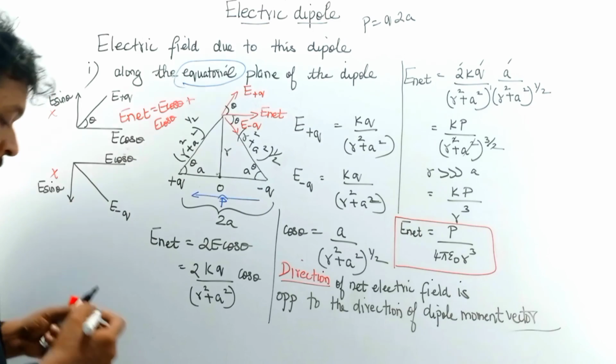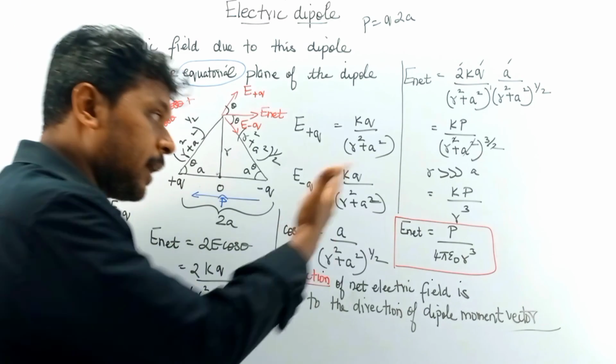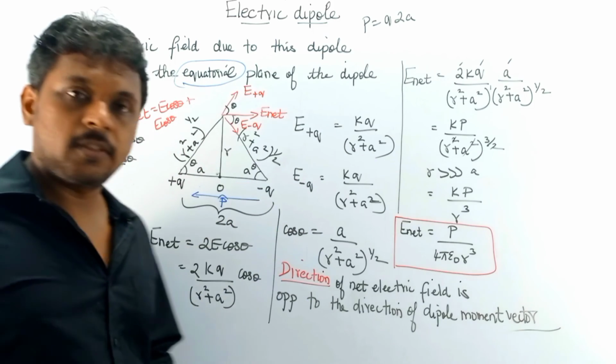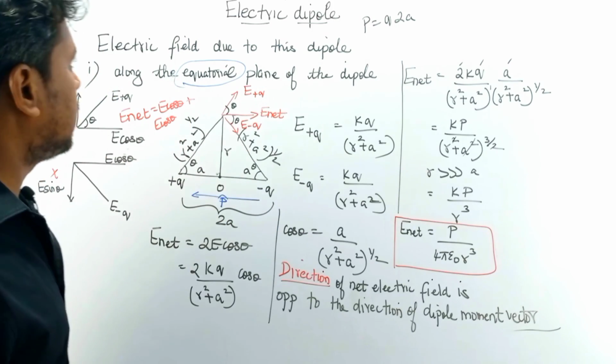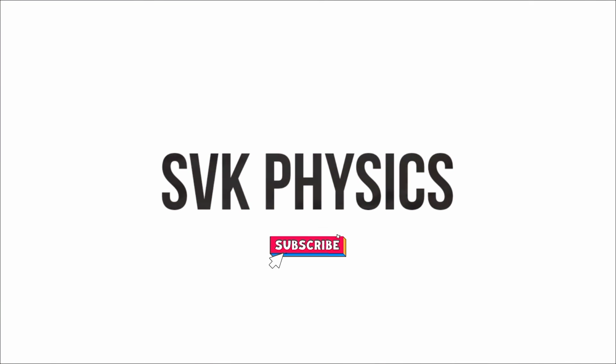So this is about the expression for the electric field. We have represented the magnitude and also the direction for each case. This is about the electric dipole. Okay, thank you.